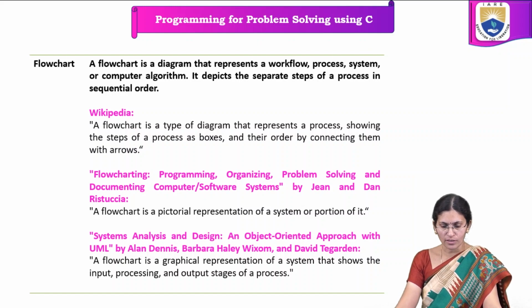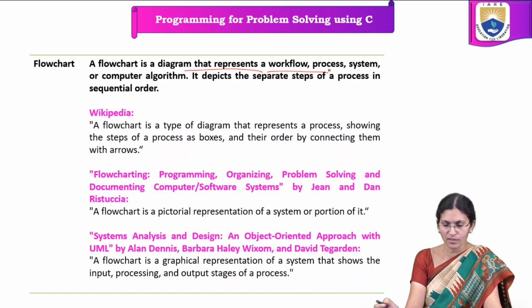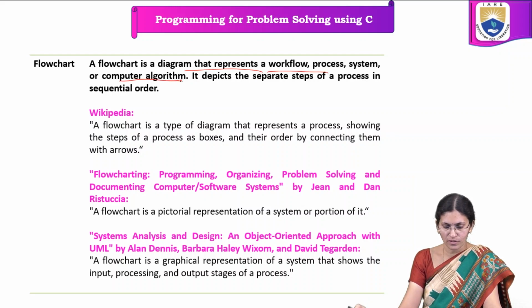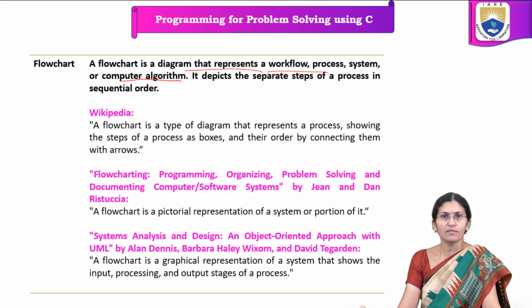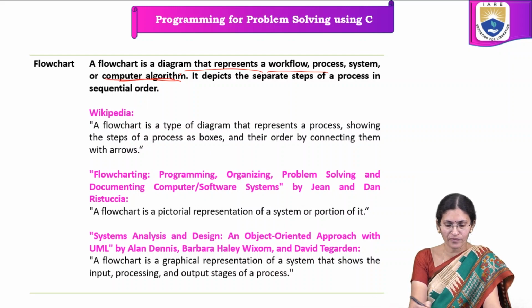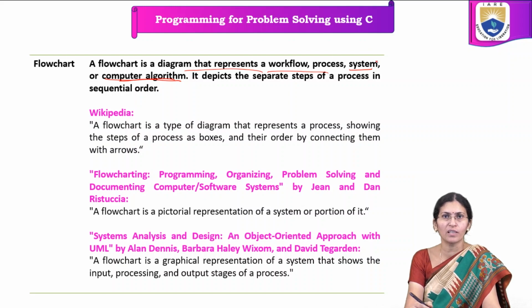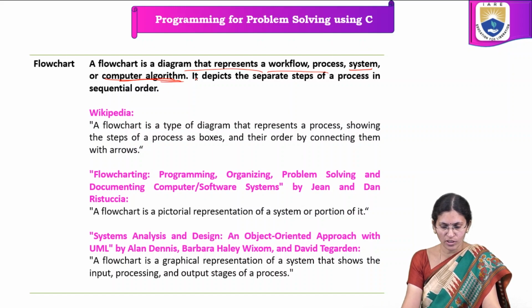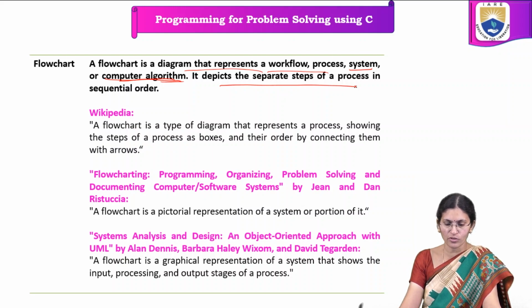Next one is flowchart. A flowchart is a diagram which represents a workflow, process, system or computer algorithm. So it is just a representation of an algorithm in terms of a picture or graphical view. The graphical view of an algorithm is known as a flowchart, you can say. It depicts the separate steps of a process in sequential order.